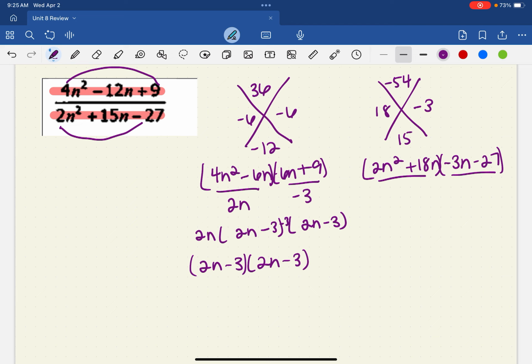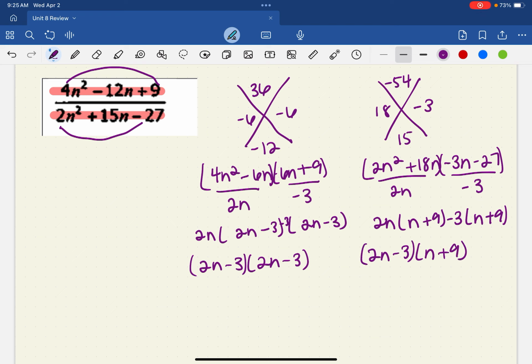This side, I am taking out 2n. This side, negative 3. 2n squared divided by 2n is going to be n. 18n divided by 2n plus 9. Negative 3n divided by negative 3, n. Negative 27 divided by negative 3 plus 9. So 2n minus 3. And n plus 9.